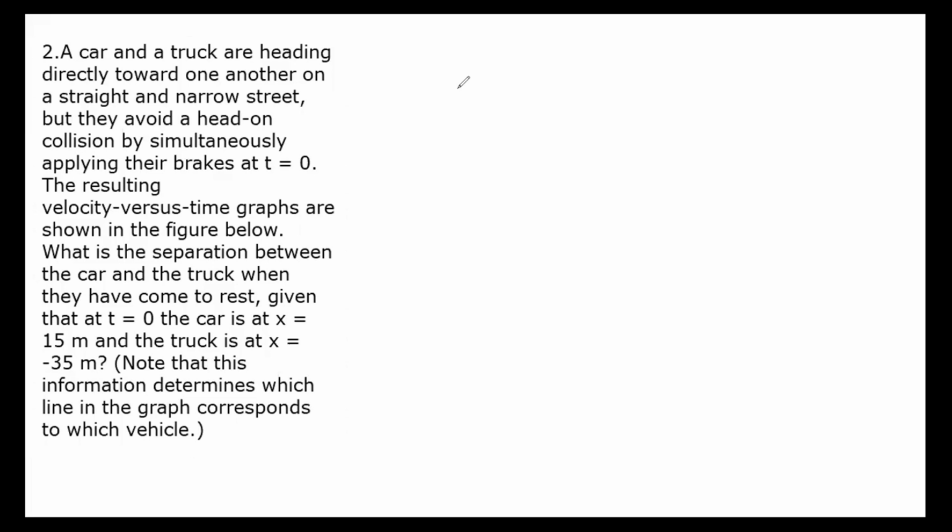A car and a truck are heading directly towards one another. This is important. On a straight and narrow street, but they avoid a head-on collision by simultaneously applying their brakes at t equal to 0. The resulting velocity versus time graphs are shown in the figure below.